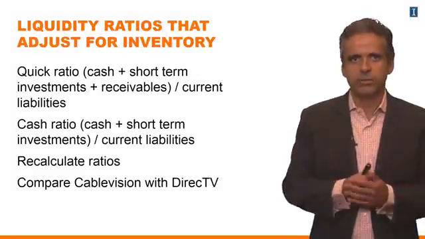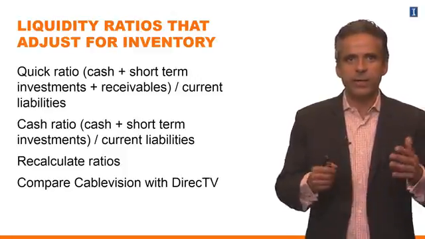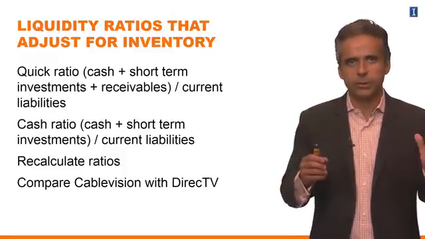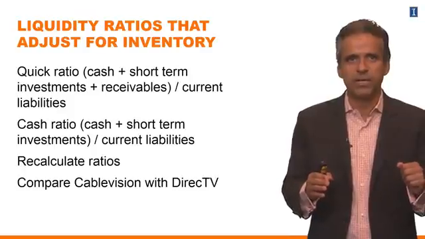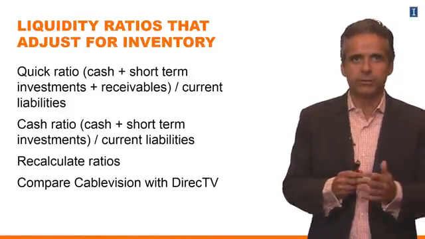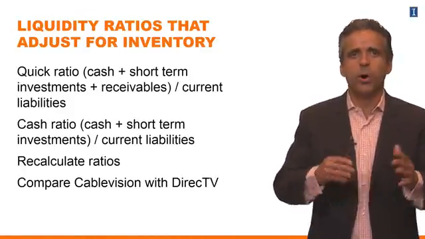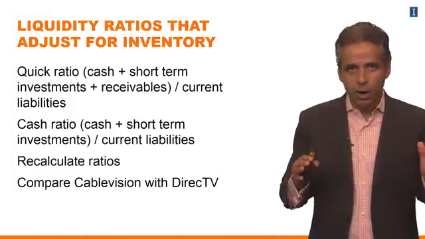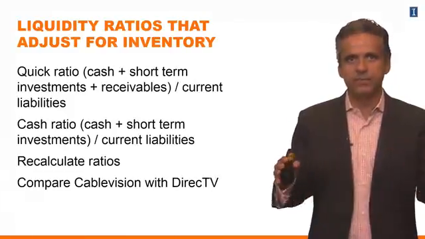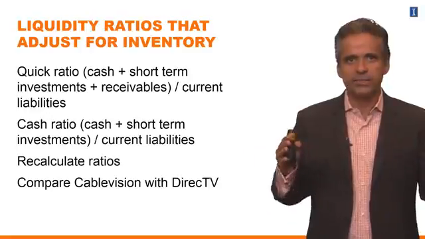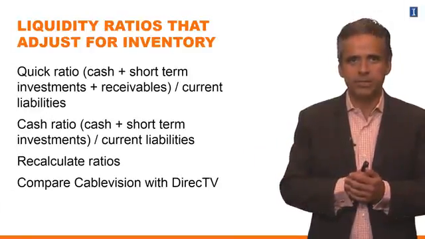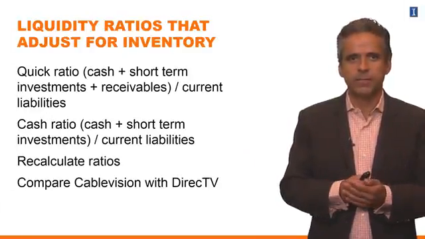There are 2 ratios we're going to think about. The first one is the quick ratio, which uses only cash and receivables. And then we're going to have the cash ratio, which looks only at cash, okay? You're ignoring even receivables. Since receivables are not perfectly liquid, let's just take the most liquid asset, which is cash, and think about that, okay?